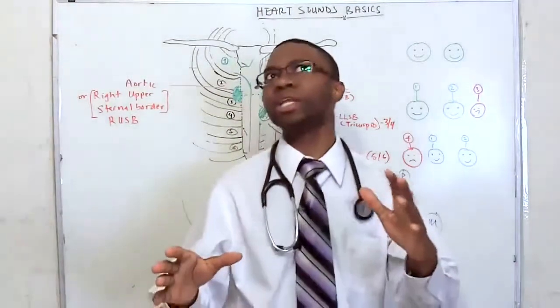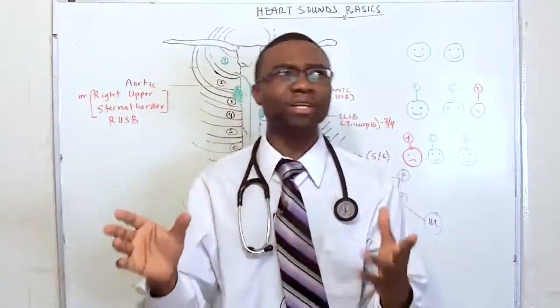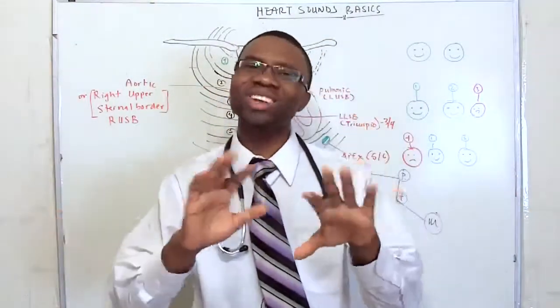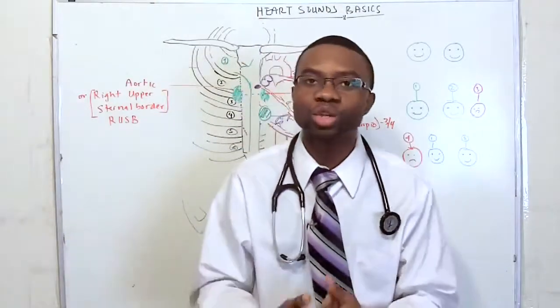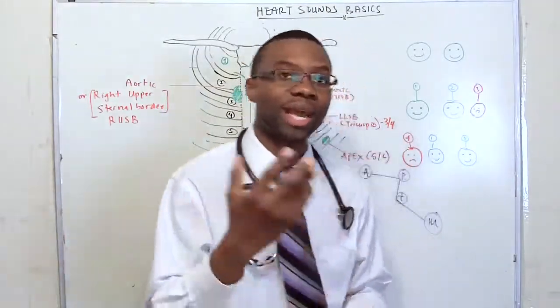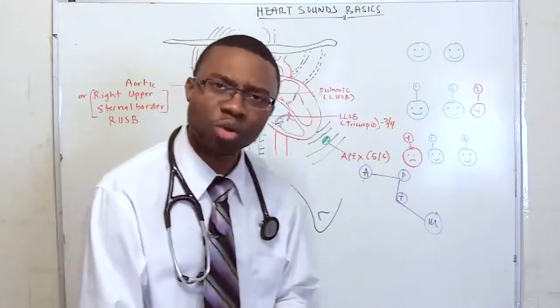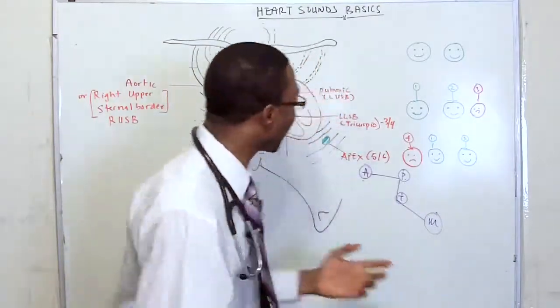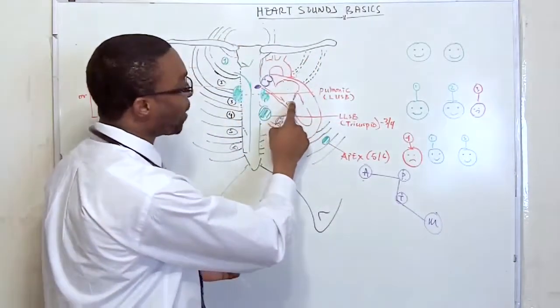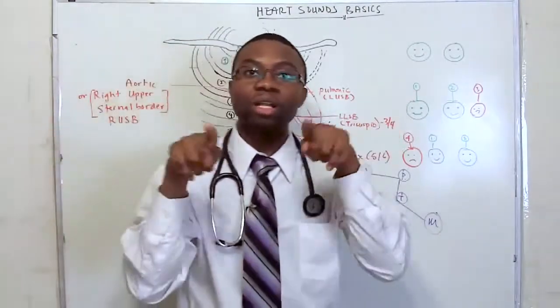Everybody wants to know, oh, what am I listening to? I wanna know what that is. Is it aortic regurgitation or aortic stenosis? No, don't worry about that. Just know what a normal is, and the normal is what? S1 and S2. We know S1 is what? S1 is when the mitral valve and the tricuspid valve close.